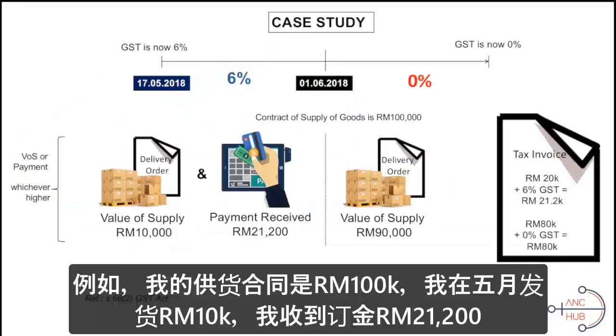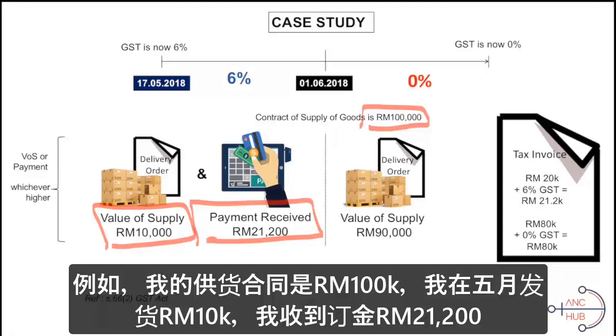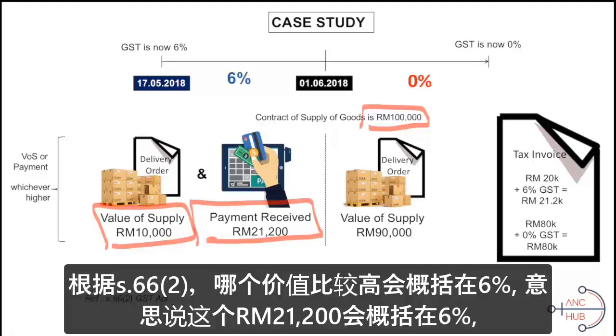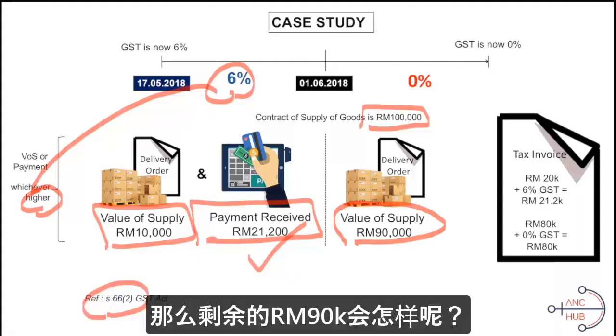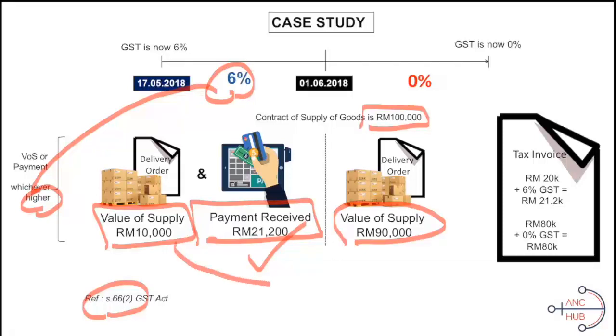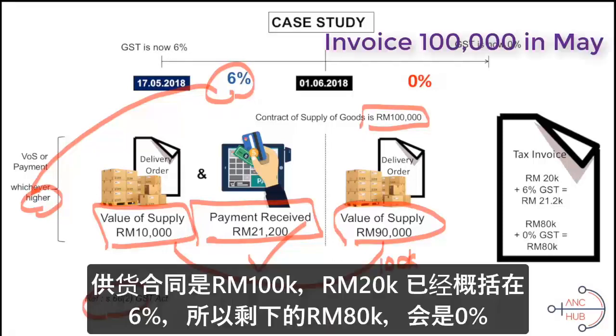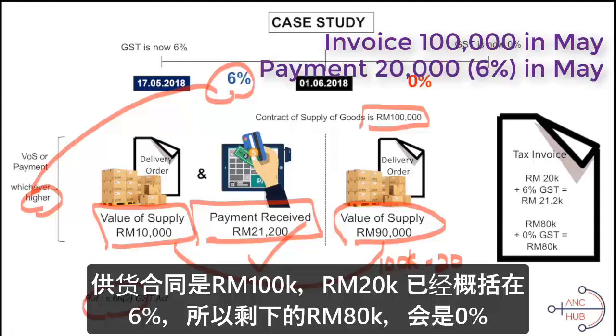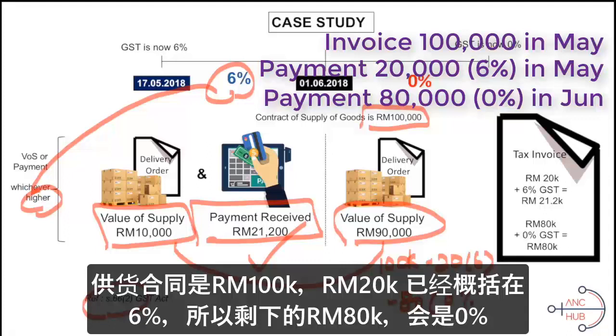For example, in this case, my contract of supply of goods is 100,000. I issued my stock in May for 10,000 and I received a part payment or deposit payment of 20,000. Applying section 66(2), it says whichever is higher will be subject to 6%, which means this 20,000 will be subject to 6%. The balance of 80,000 is issued out later, so what will happen? Let's look here. The contract is 100,000 and 20,000 was already paid based on 6%, so the balance of 80,000 will be 0%.